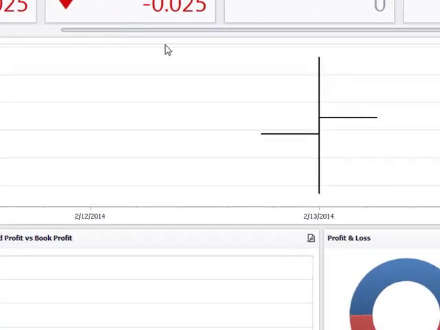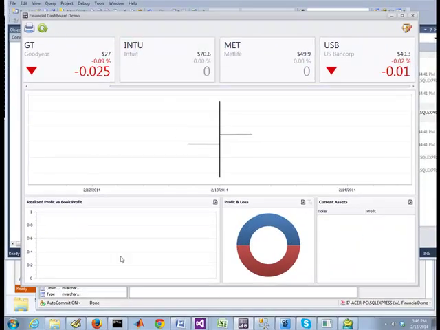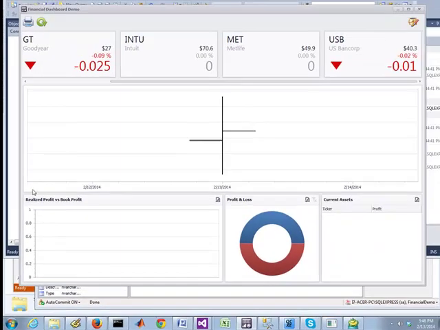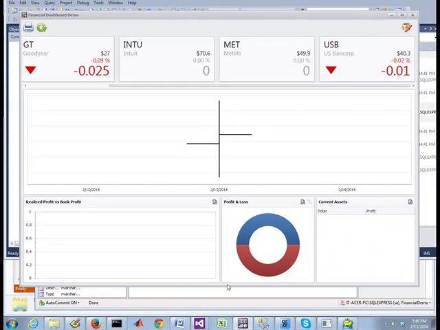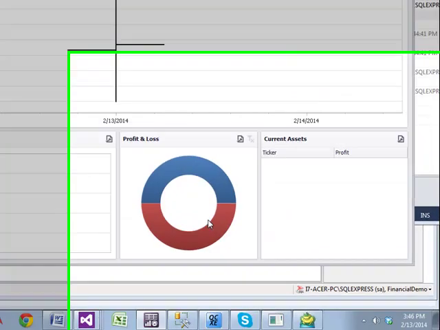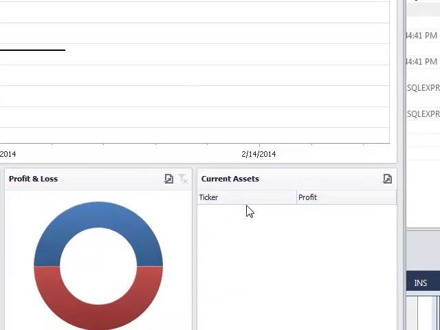It's not fully functional, but as I'm building it out, with my database running, I'll have the realized profit and book profit for the system and for any particular asset. This will show up here. The profit loss for the whole system will be shown here. This is done in real time, and all the assets and the profit that the system is generating will be shown here.